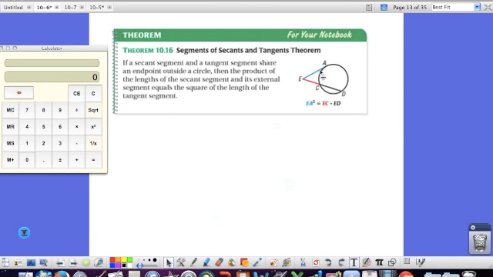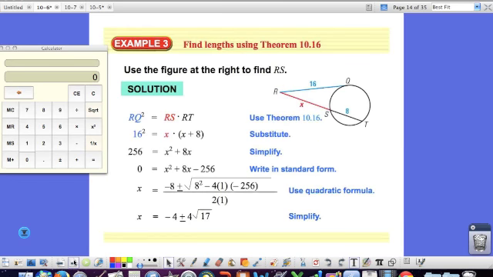If a secant segment and a tangent segment share an endpoint outside the circle, then the product of the lengths of the secant segment, so ED times its external segment, is equal to the square of the length of the tangent. There's nothing else to multiply that tangent by. So let's try a problem and see how that would work.